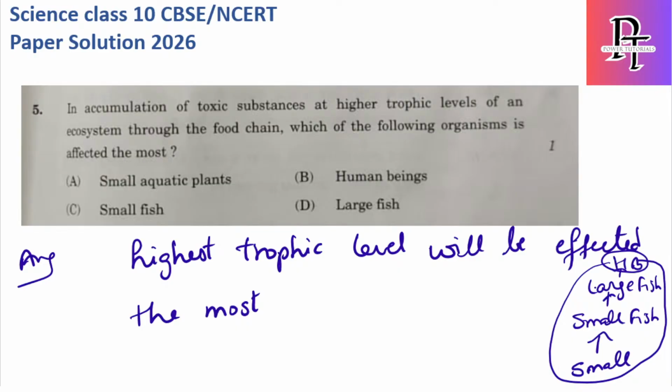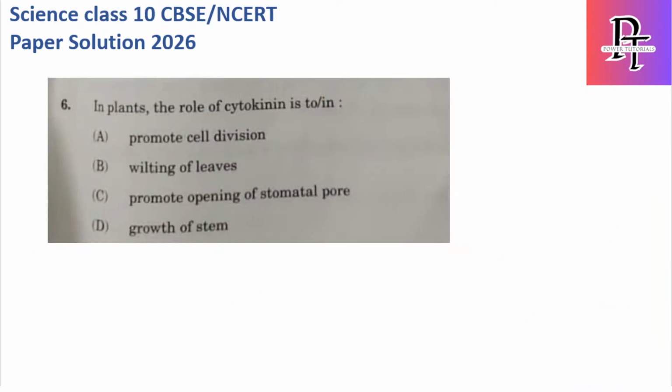Human beings are present in the highest trophic level, so the answer is human beings, because the toxin from the small plant is added up to small fish, from small fish is added up to large fish, from large fish is added up to human beings. So in total they have the toxin present from all. Hence the toxin level at the highest trophic level will be highest, and the highest trophic level in this food chain is human beings. Hence the answer is human beings. Okay, next, see the sixth one.